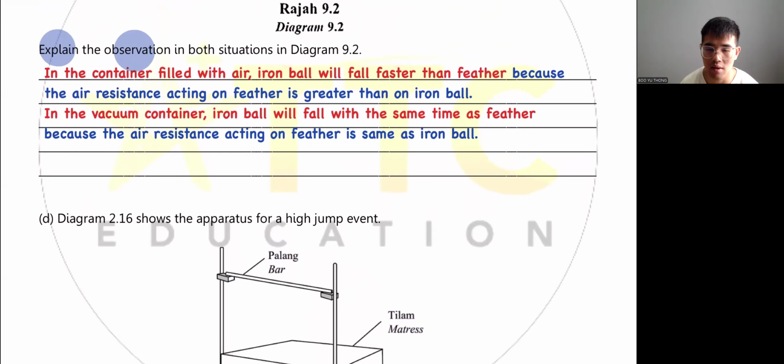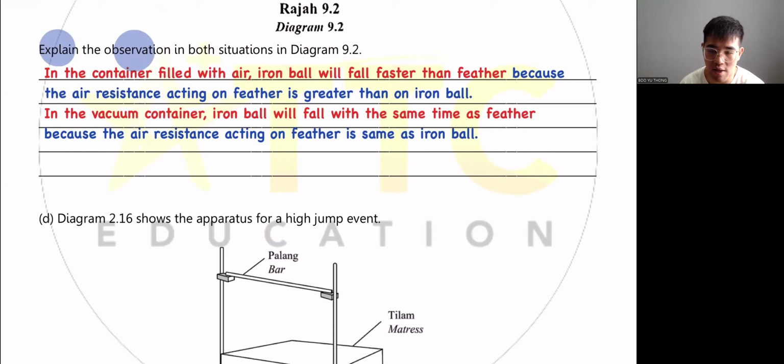And because in the vacuum there is no air resistance, these two objects will be only falling under the effect of gravity, which is what we know as free fall, right? So free fall, no air resistance, they only fall under the effect of gravity. No other external force is acting on the system.